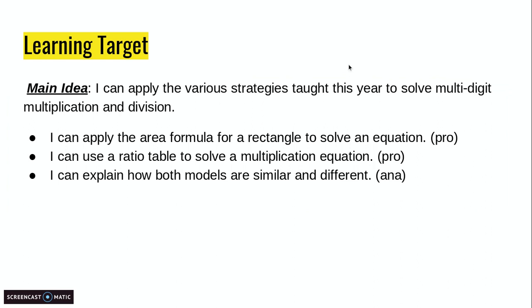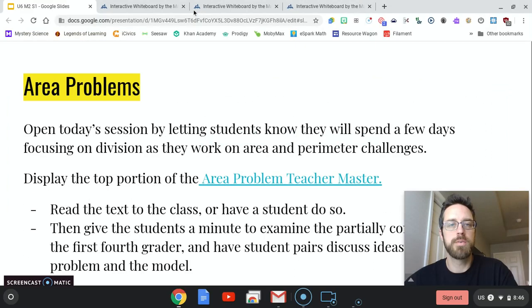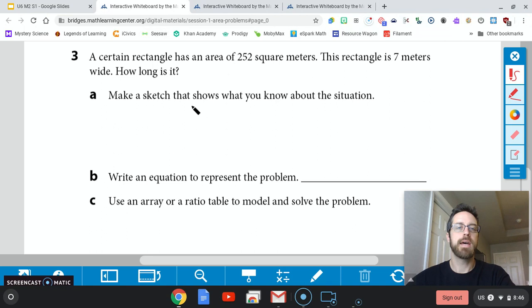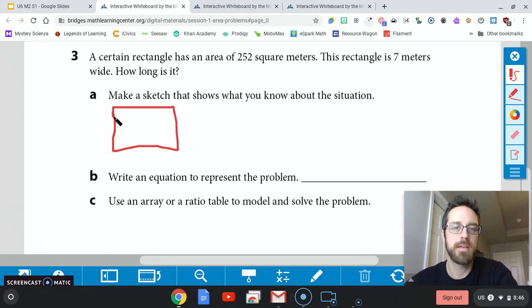and division problems. So let's jump right into the first problem that says a certain rectangle has an area of 252 square meters. This rectangle is 7 meters wide. How long is it? So first question, what is the overall big question that it's asking? How long is it? So we're trying to find the length of the rectangle. Well, make a sketch. So the first thing I'm going to do is draw a rectangle, okay? Kind of a rectangle.